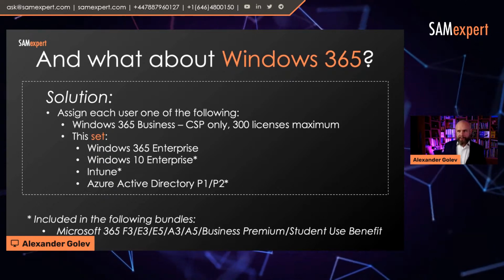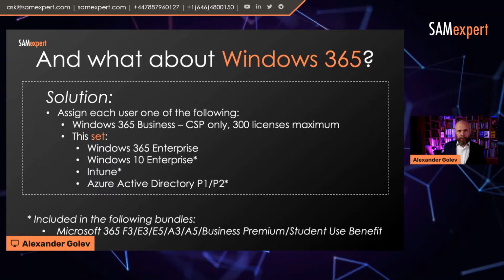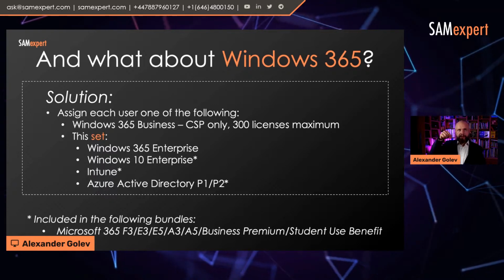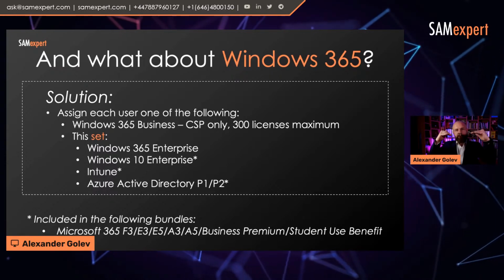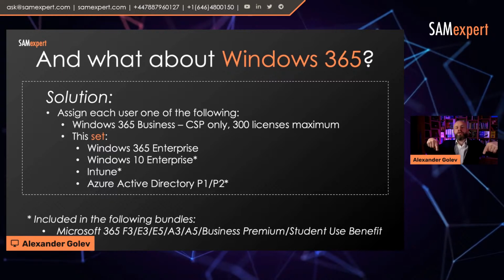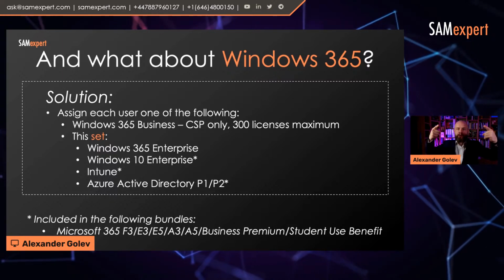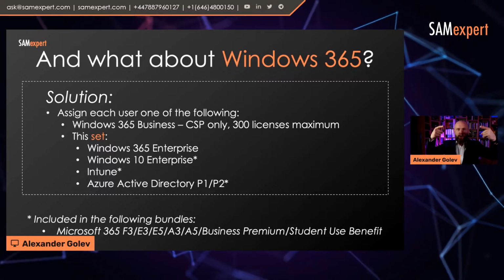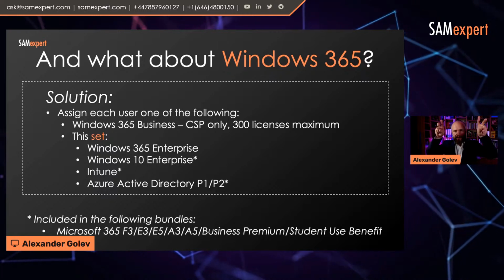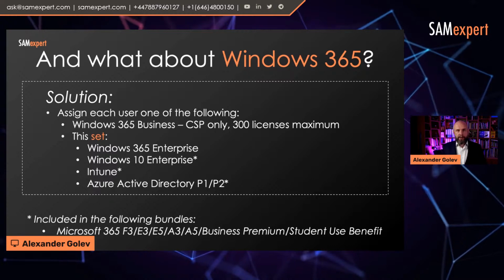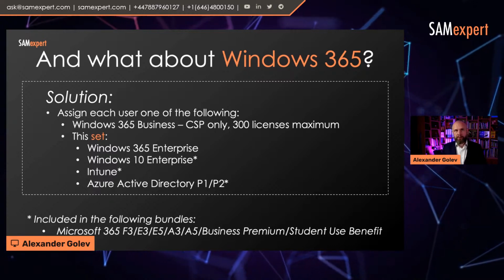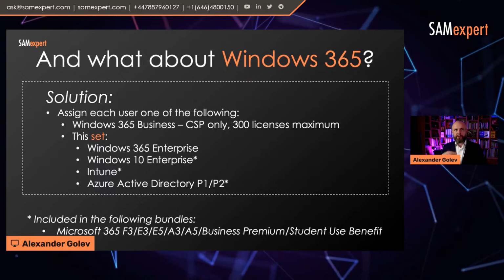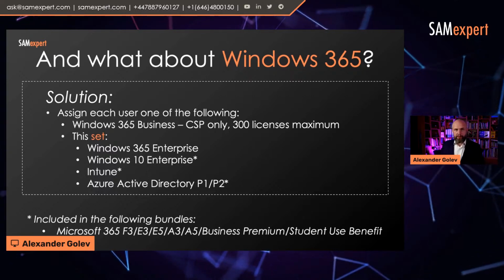Windows 365 Enterprise has prerequisite licenses, which are at the end of the slide. Basically, the set in the middle of the slide is the components it requires, in addition to the Windows 365 license. So the user must be assigned four licenses at least. Four components, four licenses, like in this set. Not just Windows 365 Enterprise. So Windows 365 Enterprise has prerequisites: Windows 10 Enterprise, Intune, Azure Active Directory P1, P2.